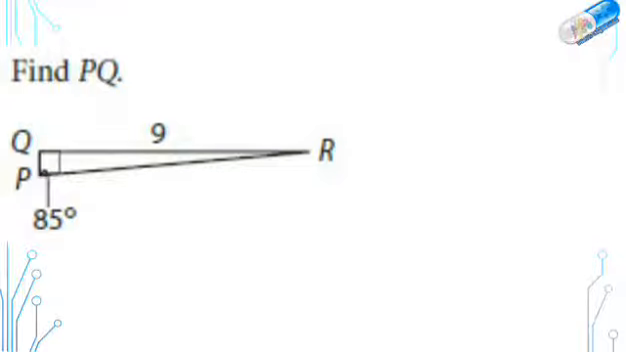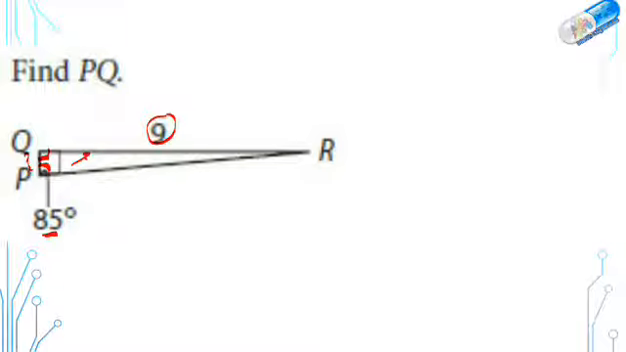Now here you find PQ. This triangle is a right angle in Q. This is the right angle here. It looks weird, but it looks like this. This is a right angle triangle, and this is the right angle here. And this angle P is 85 degrees, and the opposite to it is 9. And we are required to find out what is PQ. So what is PQ? This is the unknown.